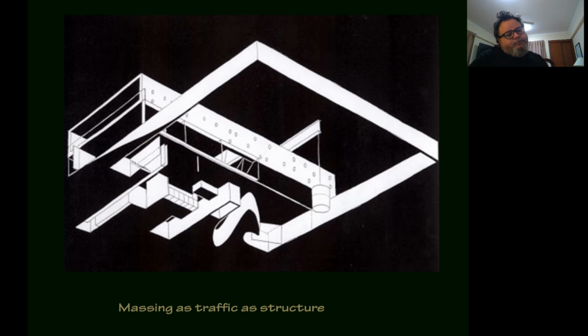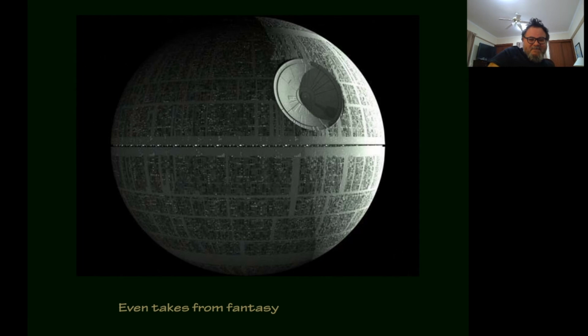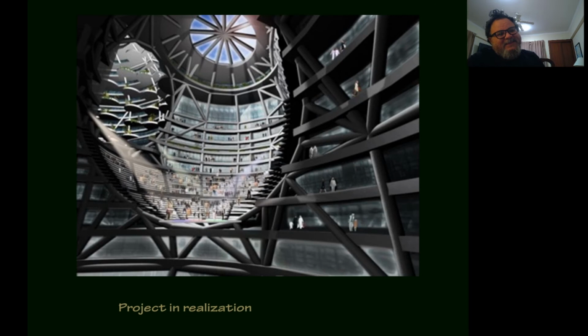He even takes a little bit from fantasy. These are the plans for an actual building that's in Abu Dhabi. That's what the inside of it looks like. I mean, he's not afraid to call it the Death Star. Somebody pointed it out to him, and he was like, what do you mean? But I'm pretty sure he did it all on purpose.